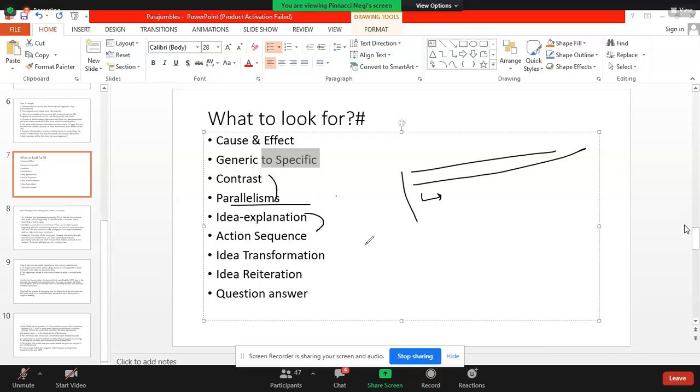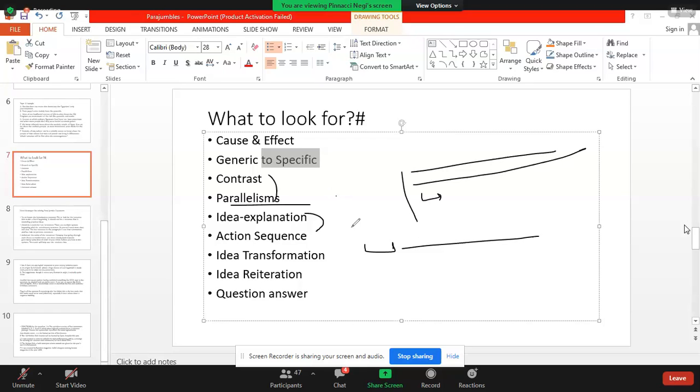Idea explanation. Sometimes the author would begin by stating an idea and then explain it. For example, he would say global warming, and then he would elaborate what global warming is. The first sentence is okay: global warming has caught the imagination of most scholars and researchers in the country. And then they explain the idea: okay, so global warming is when you have something.